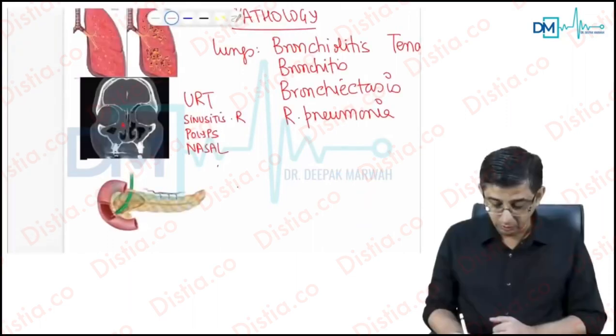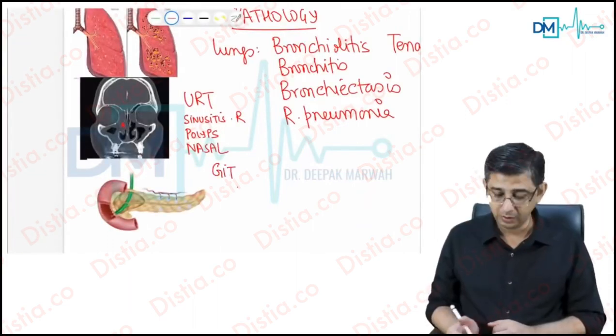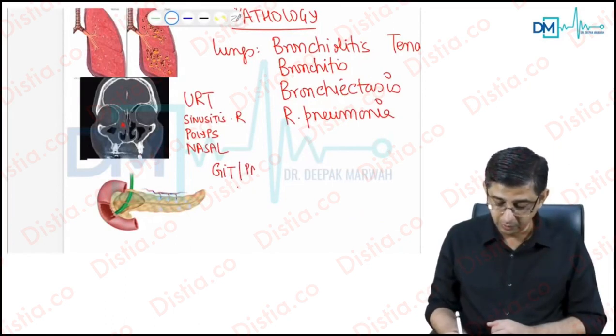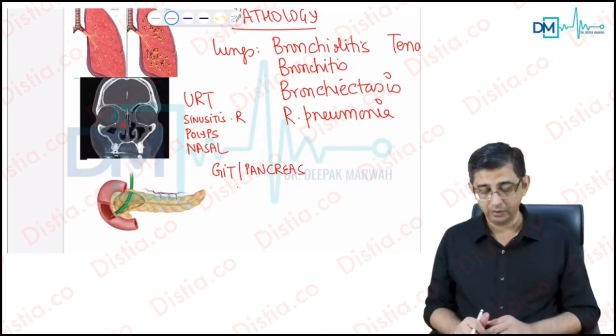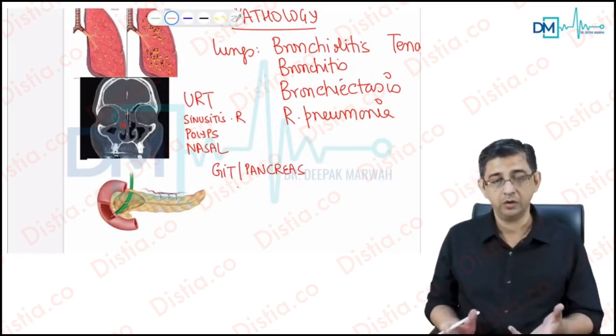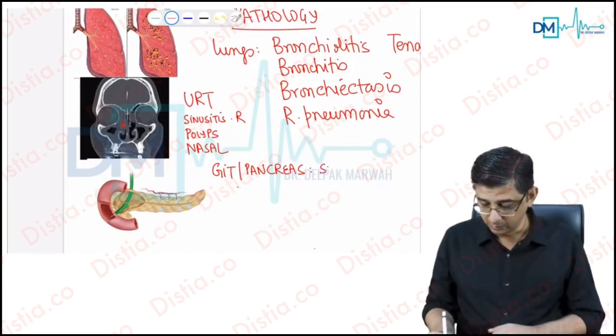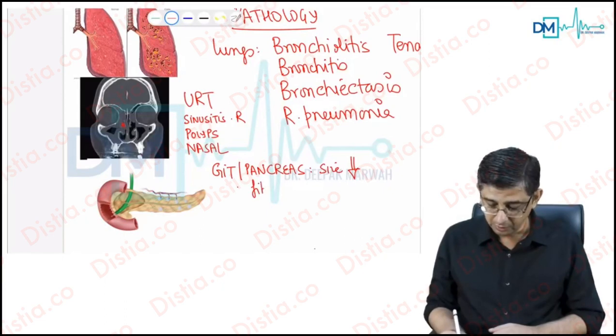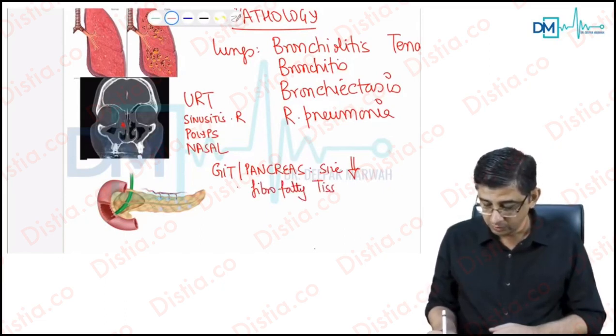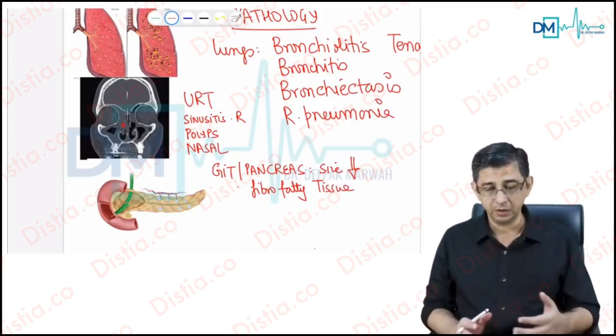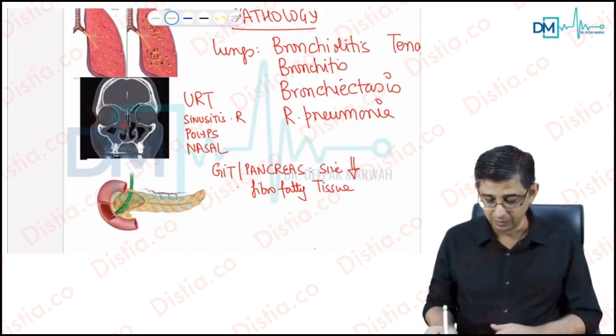The hallmark feature of this particular disease, especially related to the GI tract, especially related to the pancreas, is that the pancreatic juice is also very thick and viscid. So therefore, it's not able to come out and it causes local damage in the pancreas. So in these patients, the size of the pancreas becomes relatively smaller, and most of the pancreas is replaced by fibrofatty tissue.